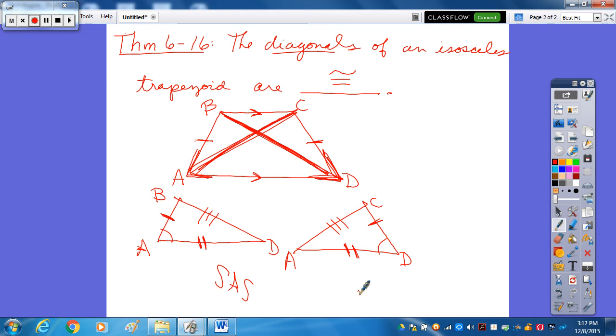Now, what I want to make sure you understand is, what other object have we talked about this year that also has congruent diagonals? Well, that would be the rectangle, right? Okay, so the rectangle has congruent diagonals, so does the isosceles trapezoid. What's the difference? Well, one's a parallelogram and one isn't. And so you need to keep that in mind as we move forward from here.